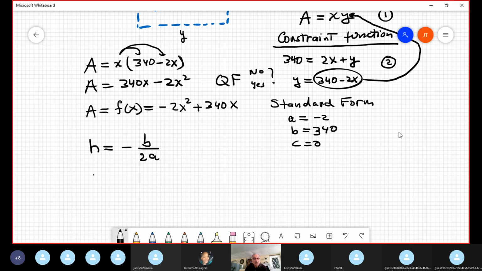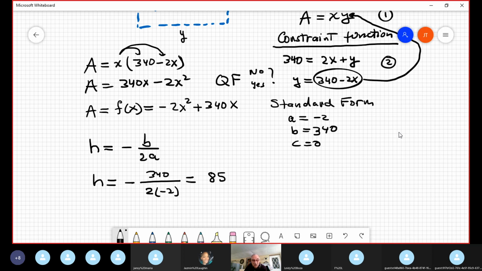Okay? And h is equal to minus b over 2a. b in our specific problem is 340, and a is negative 2. Be careful. Double minus becomes positive. So 340 divided by 4 is 85. Entonces, interpretation of this answer. What is x?